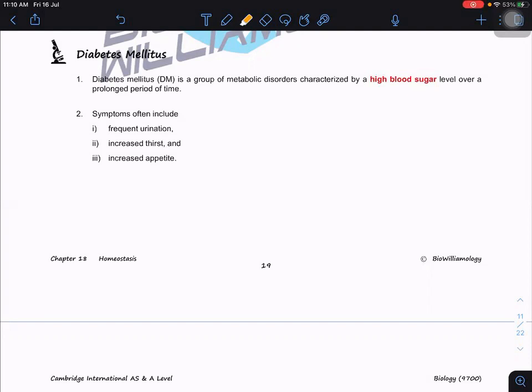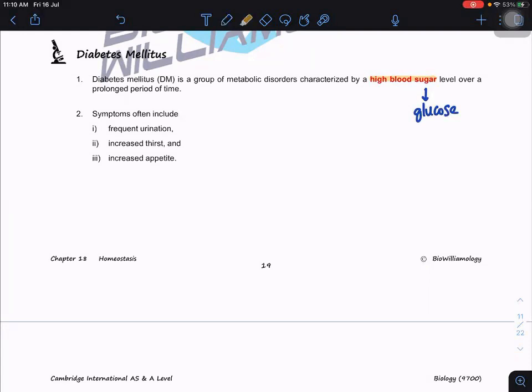Okay. So diabetes mellitus is a group of metabolic disorders, characterized by what we call high blood sugar, and this sugar actually refers to the glucose level, over a prolonged period.